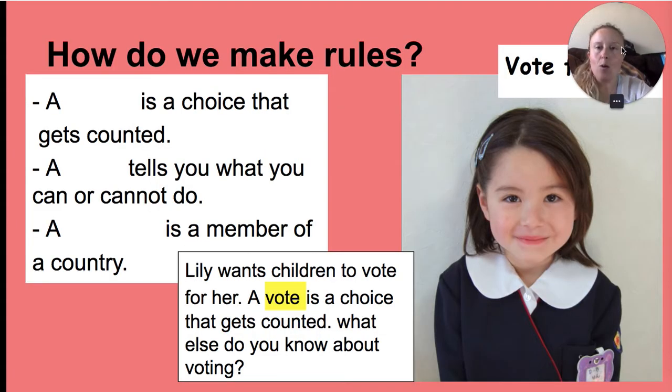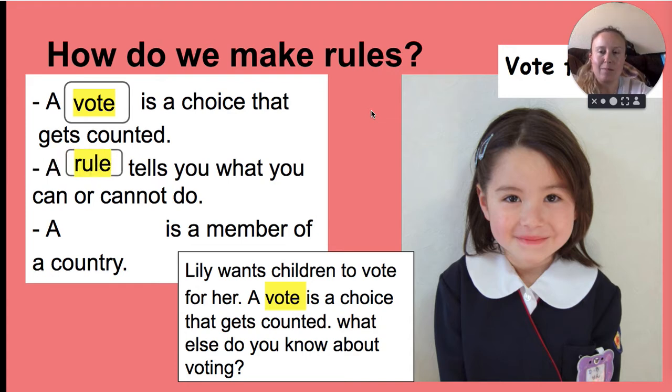So, how do we make rules? A vote is a choice that gets counted. A rule tells you what you can or cannot do. A citizen is a member of a country. Lily wants children to vote for her. A vote is a choice that gets counted. What else do you know about voting?